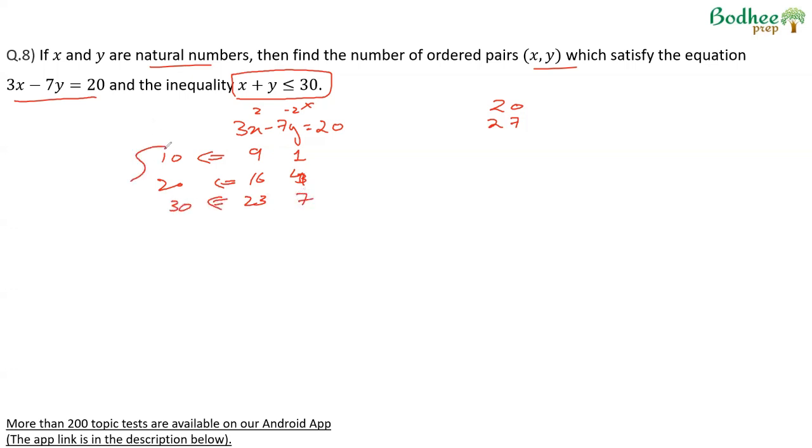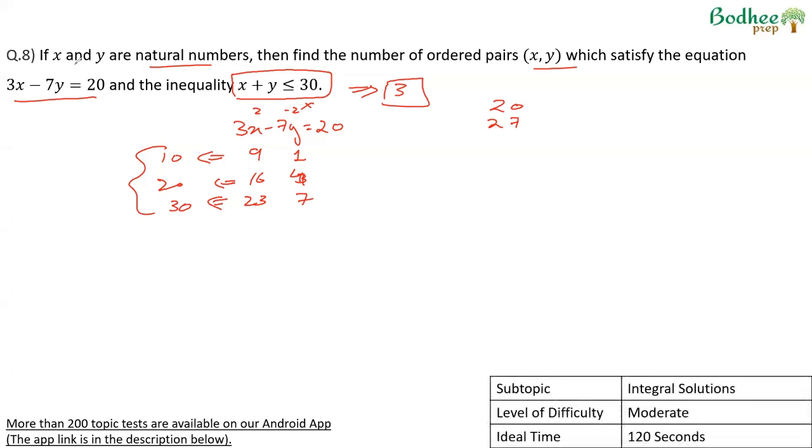Anything beyond this will cross 30, and therefore the number of solutions possible for ordered pairs xy where 3x minus 7y is 20, such that x plus y is less than or equal to 30, will be 9, 1, 16, 4, 23, 7. 3 solutions are possible. The process is standard, but since there are two constraints, I'm saying moderate level, should not take more than 2 minutes to solve because the numbers are very small.